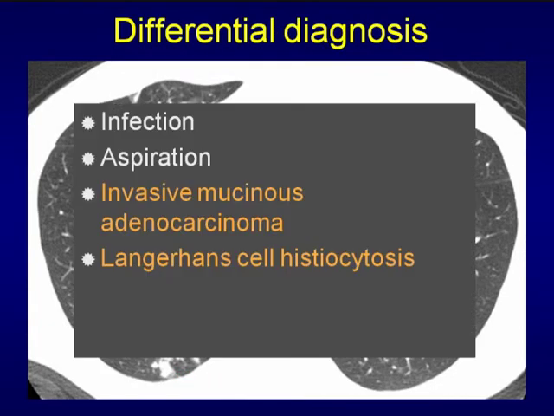And our differential is just a little bit broader. Usually infection, aspiration, that's it for tree and bud. Some other things we've seen in the more chronic setting, you can think of multifocal BAC or invasive mucinous adenocarcinoma, and then Langerhans. Often you'll see the cavitation and cystic changes with Langerhans, but occasionally you'll just see the nodules. And they can be ill-defined, but they tend to be more commonly this density, more dense, because they're more discrete collections of Langerhans cells.